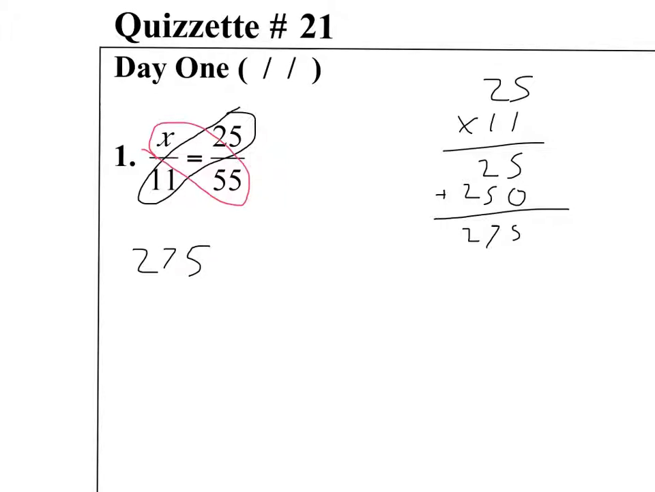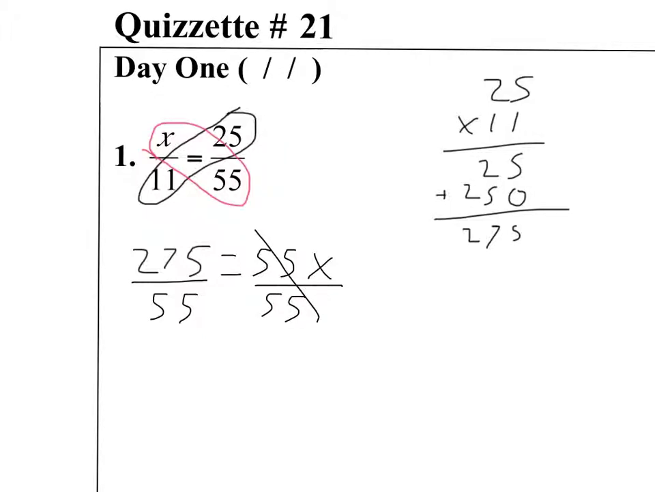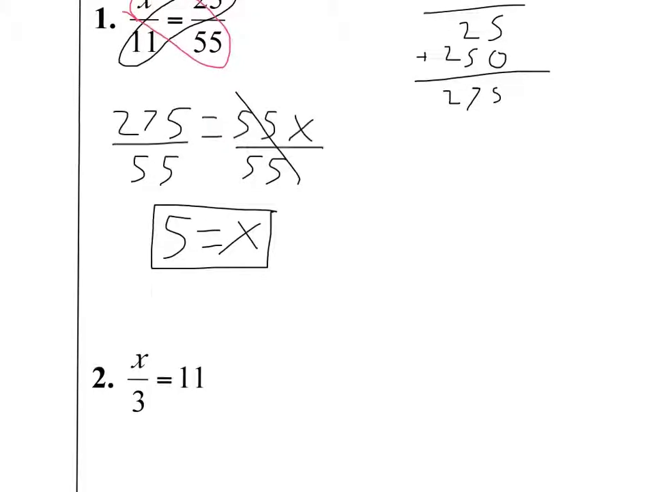Now on the right side, we have 55 times x, and that will give me 55x. To finish off, what we do is we need to divide by the number that is next to the term x. And the number that's next to the term x is 55. We cancel these. We divide 275 by 55. 55 goes into 275 5 times. Do not forget that that number 5 is equal to x. So therefore, 5 equals x. And that'll be quizzette for question number 1.